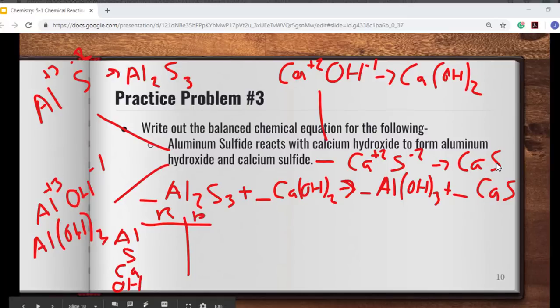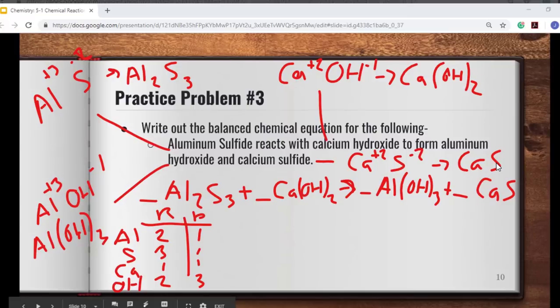So count up the numbers on my reactant side. I have 2 aluminums, 3 sulfurs, 1 calcium, and 2 hydroxides. Product side, I have 1 aluminum, 1 sulfur, 1 calcium, and 3 hydroxides. Okay, so my first advice for you would be to balance the things that are the most complex, meaning typically your polyatomic ions. So let's do that first, and let's see where we end up.